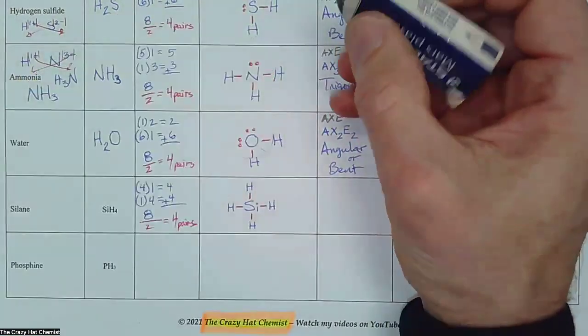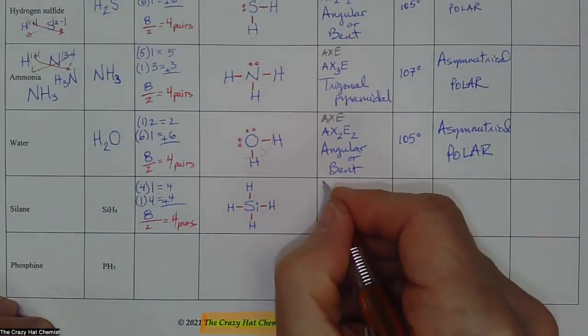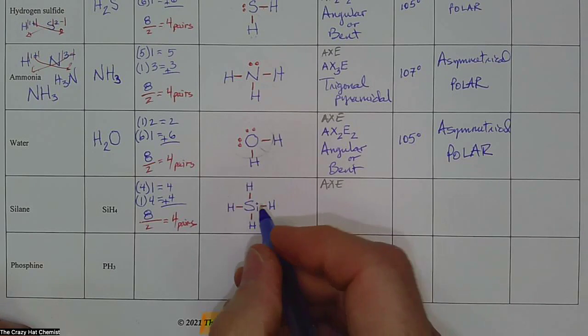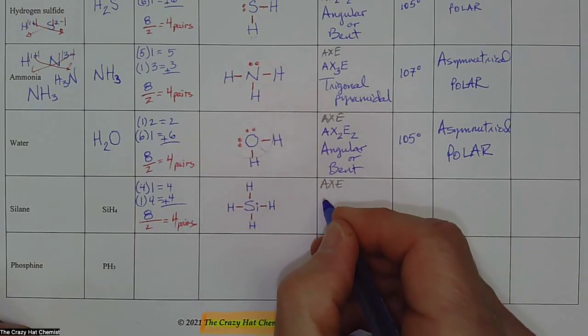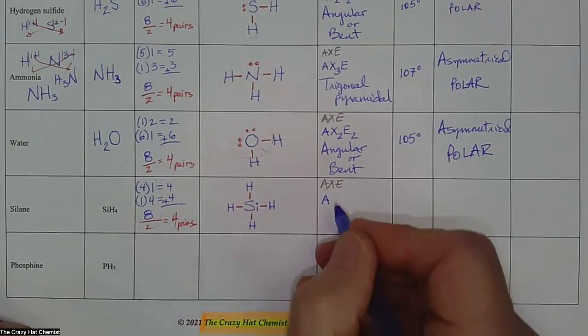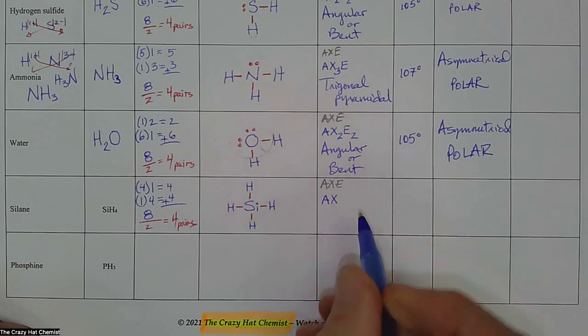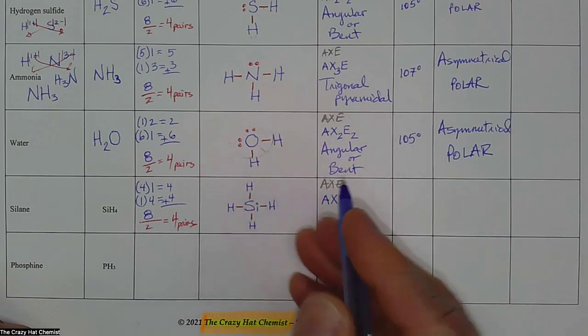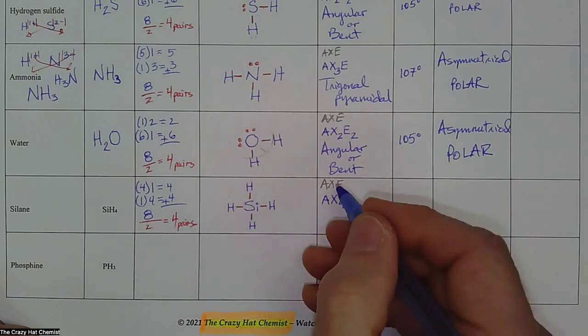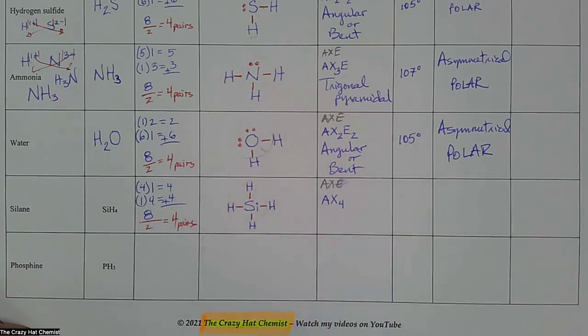Now we're going to draw out the AXE. So A, X, E. The central element is the A. That's the silicon, and that's an A. The outside elements in the positions of 3, 6, 9, and 12 o'clock are the X's. And how many of those do we have? 1, 2, 3, and 4. Do we have any lone pairs on the central element? That's a no, so we do not do that. So now we have AX4.